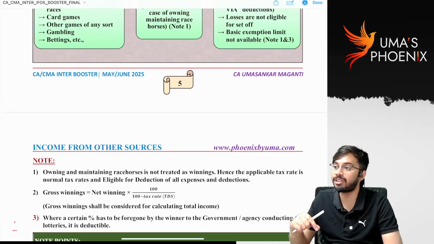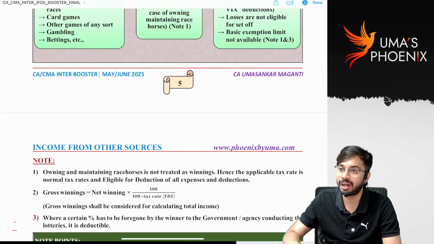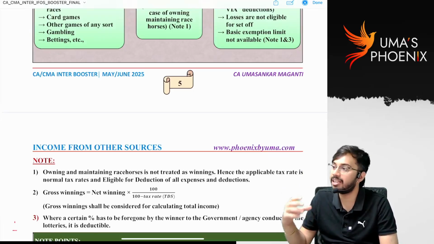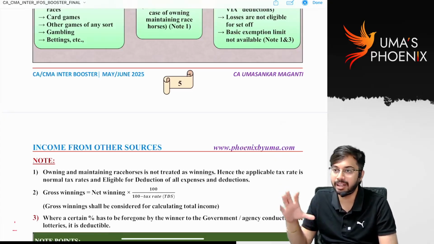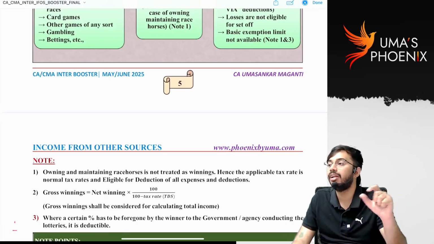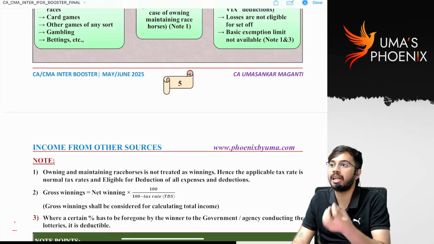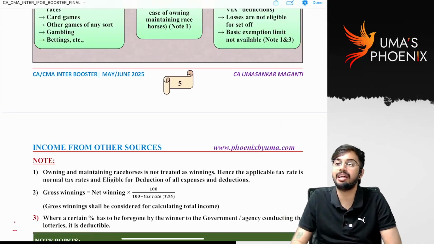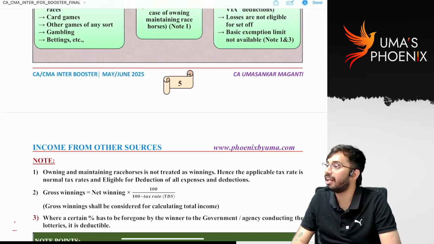Owning and maintaining race horses, there is effort. Like he started purchasing the horses, he started breeding the horses, he kept food for it, so there is some maintenance and all. So by way of giving a horse on rent, or by making a horse participate in a horse race, if he gets any stake, that stake we call income from owning and maintaining race horses.